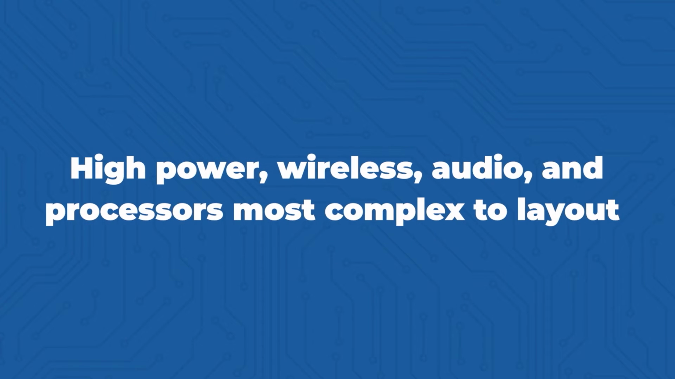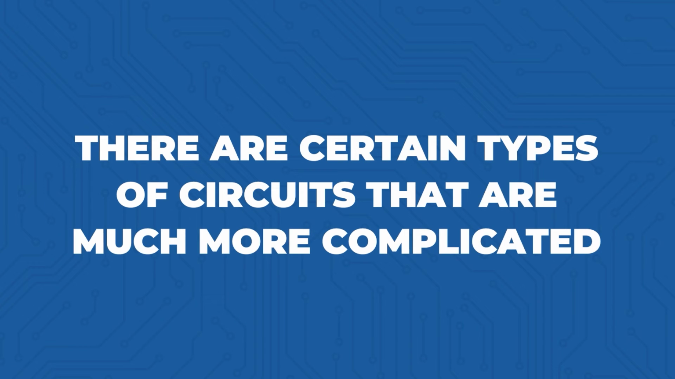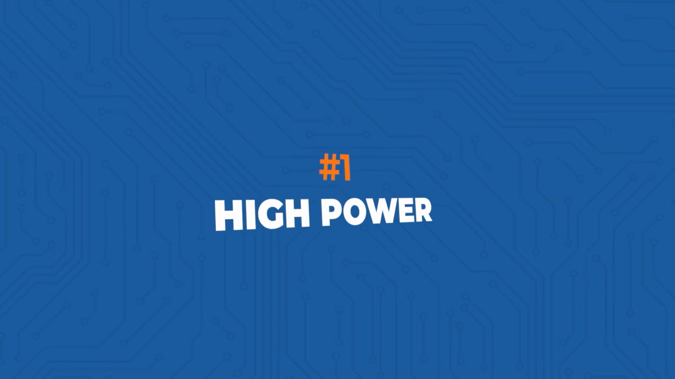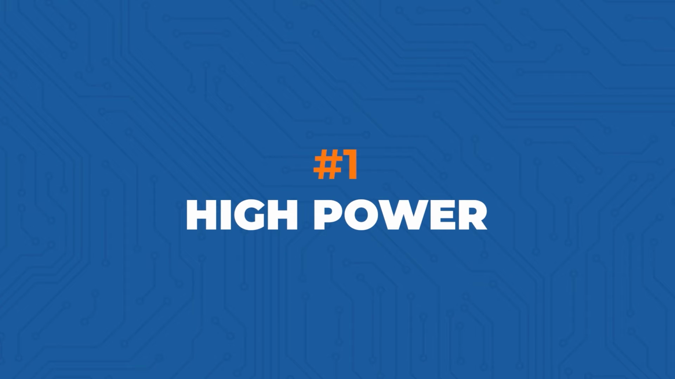Some of the areas with PCB layout are the most critical, and there are lots of areas that are critical. You can't ever be sloppy in how you do PCB layout, but there are certain types of circuits that are much more complicated and much more stringent on how you design them in the PCB layout. This includes high power, your power regulators, your power management. You need to make sure that this is all laid out correctly with traces wide enough to carry the intended amount of current. It's especially sensitive for switching regulators.